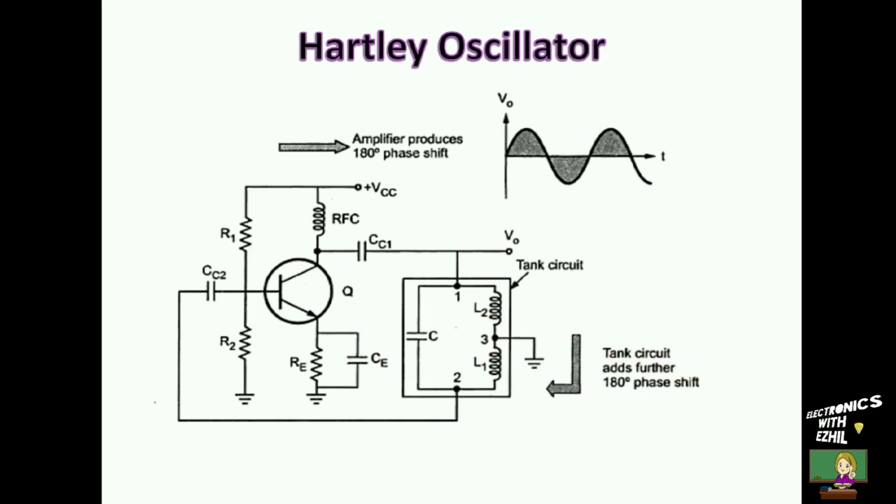oscillation. When the power supply is switched on, the capacitor C starts charging towards VCC. When the capacitor is completely charged, it starts discharging through the inductors L2 and L1. Because of this, current flows through the inductors L2 and L1. So due to the current flow, magnetic field will be set up around the inductors. When the capacitor is completely discharged, the maximum current flows through the circuit. At this instant, the electrostatic energy in the capacitor is converted into magnetic energy in the inductor.